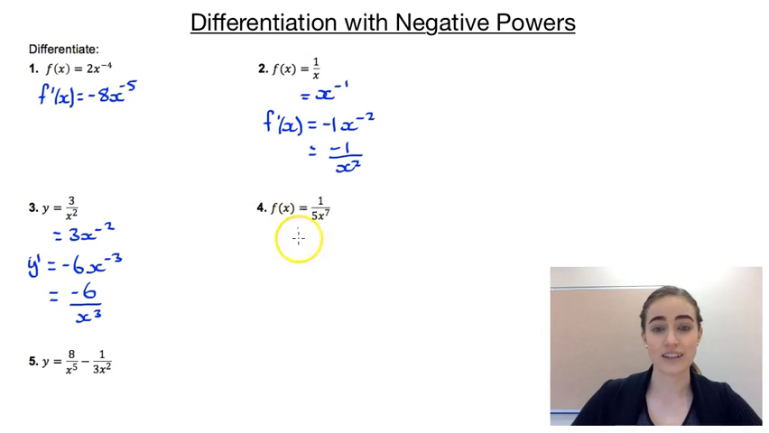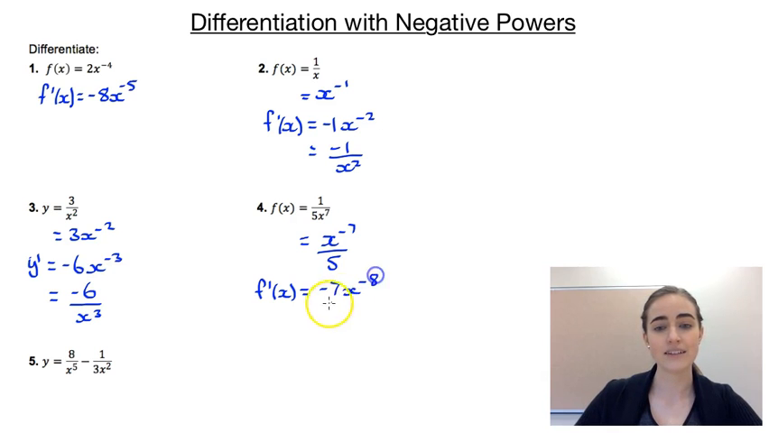All right, our second last one, number 4, rewriting this one. That 5 isn't affected by the power, so it's going to stay in the denominator, but our x to the power of 7 is going to come into the numerator and give us a negative power. So we're going to have x to the power of minus 7 over 5. That's just rewriting it. Now we need to differentiate. f dash x would give us minus 7 x to the power of minus 8 over 5. Then if we rewrite that, bringing it back down so it's a positive power, we'd have minus 7 over 5x to the power of 8.